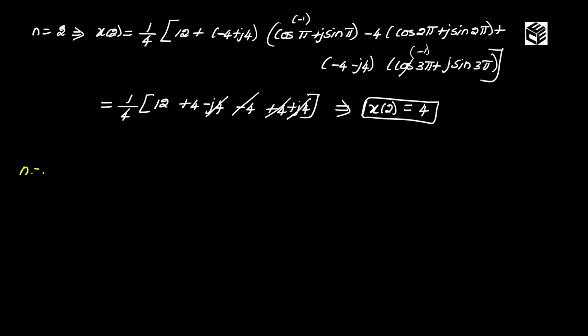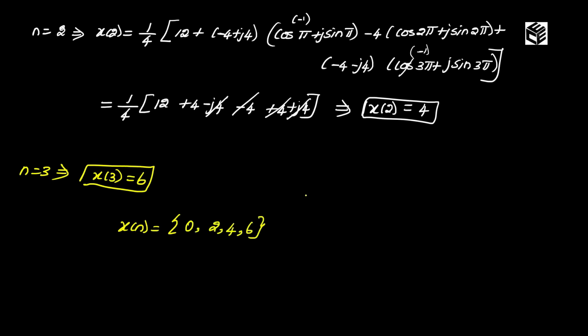I'm going to apply the value of n as 3. On applying the value of n as 3, you can find x of 3 value is 6. You can do this by yourself. So as a whole, I can say x of n, the values are 0, 2, 4, 6. So this is how we will be performing the IDFT for a 4-point sequence.